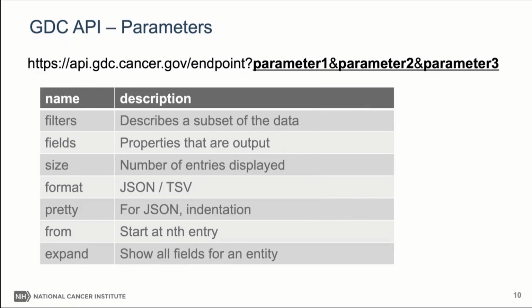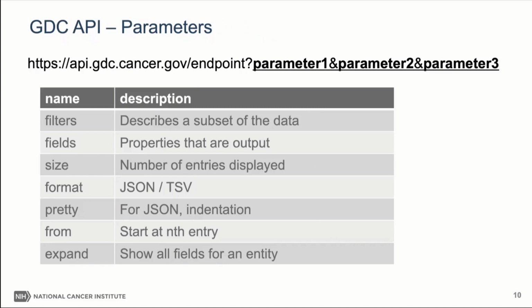Now to get into the parameters, just to go over these real quick, and we're going to get into what they actually do in the demo. The first one we have is filters, which describes a subset of the data. The fields, this shows which fields you want to show, which properties. So these can be specified. The size is the number of entries you want to display, just in case you only wanted the top X, or if perhaps your query was too big and you wanted to break it up, you would use that.